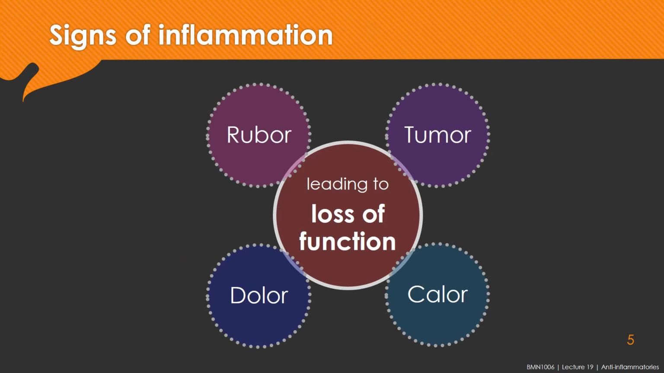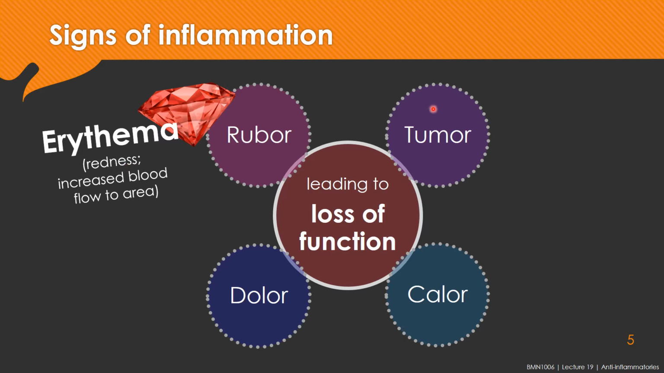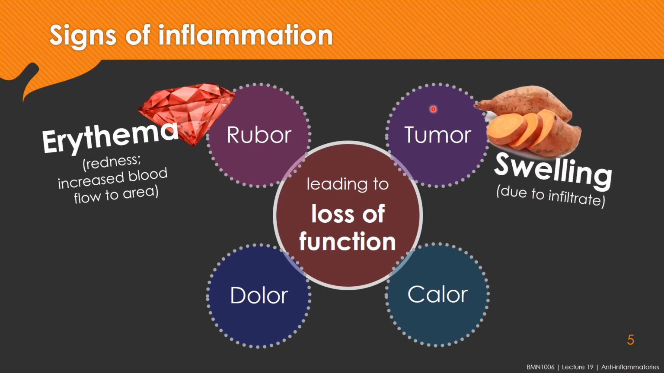Okay, these are the classical signs of inflammation. You have got rubor, tumor, calor, and dolor. So what is rubor? Well, it sounds like a ruby, which is red in color. So it simply means redness, or in the medical term, we call it erythema, and it is caused by an increased blood supply to the inflamed area. What is tumor? It is swelling caused by the infiltration of white blood cells and plasma into the inflamed area.